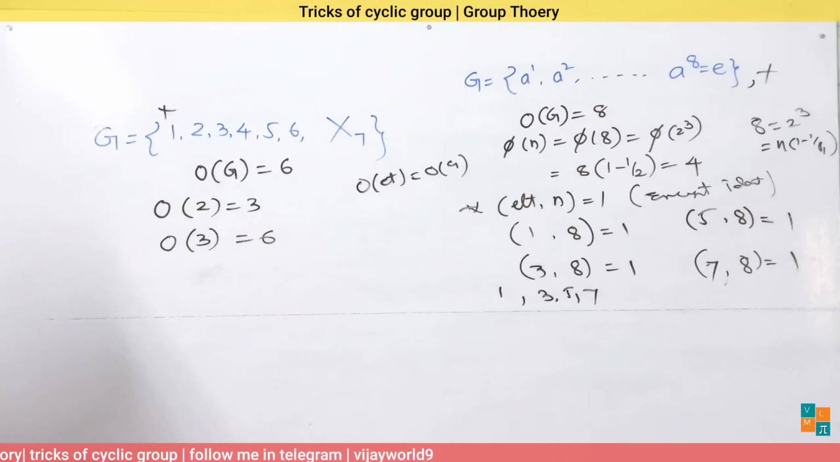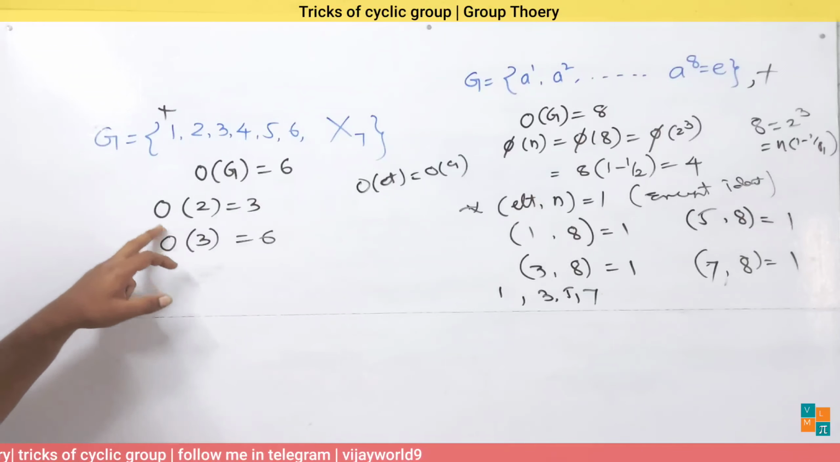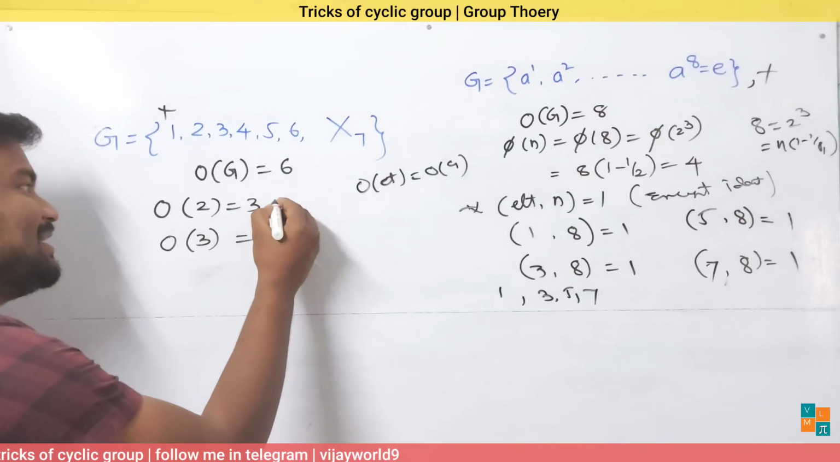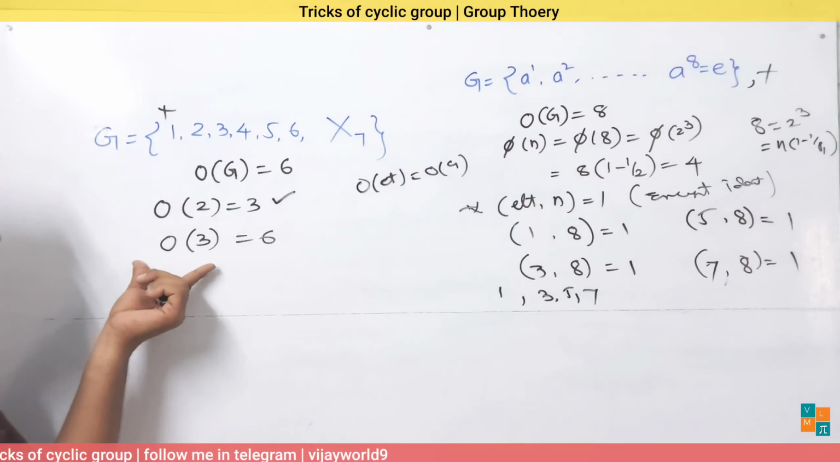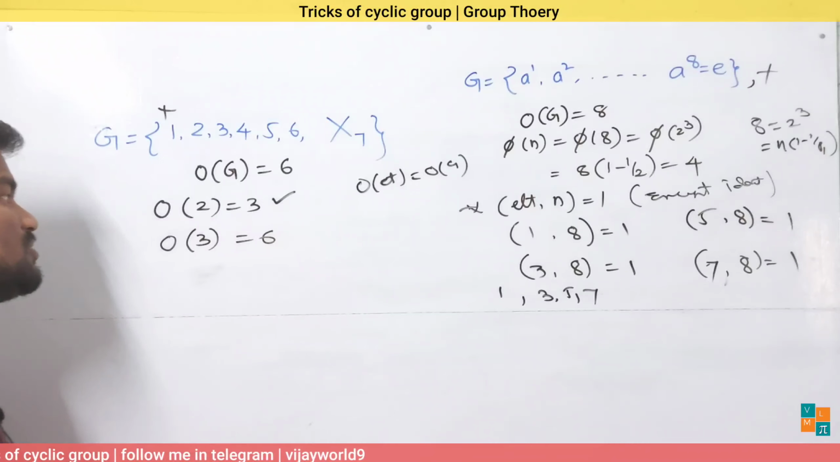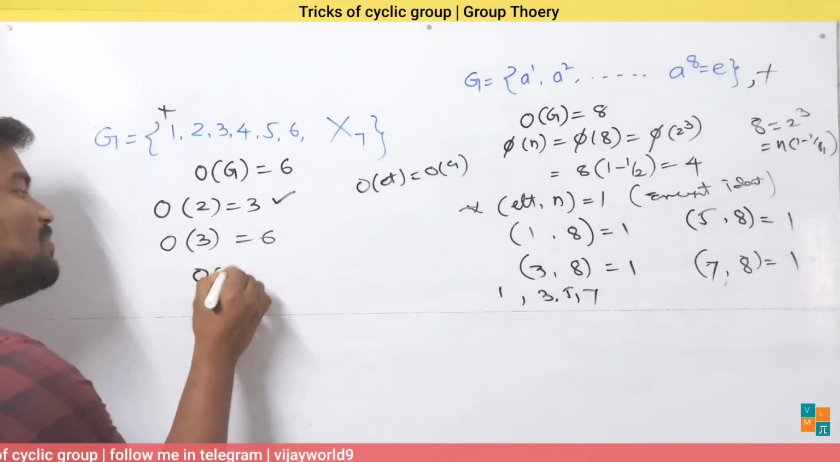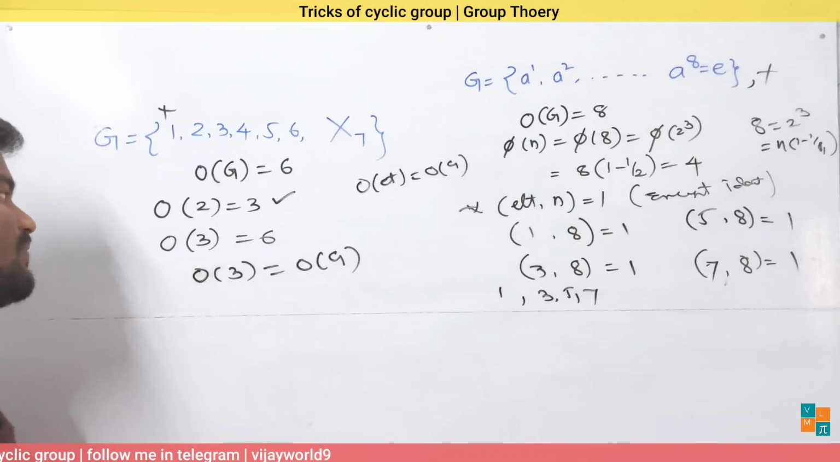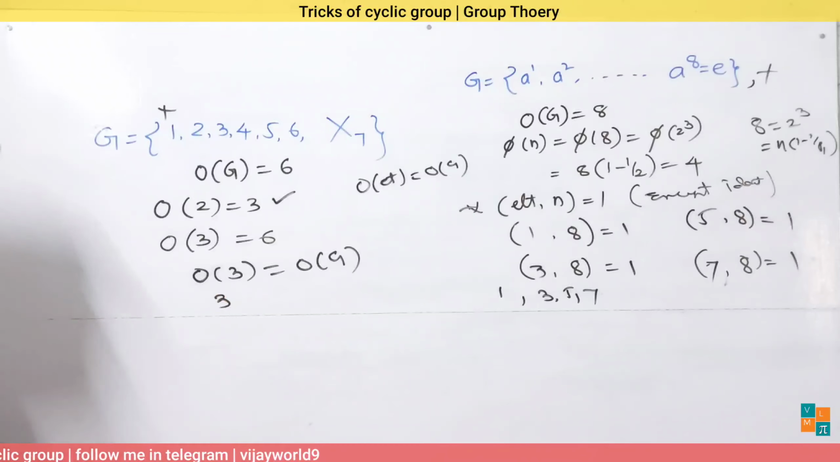Next let us take 2. Order of 2 equals 3. So it is not a generator. Next take 3 here. Order of 3 equals 6. So the order of the element is equal to the order of the group. So 3 is a generator.